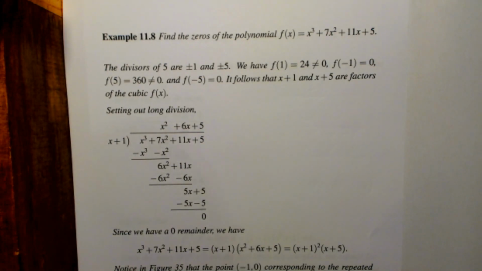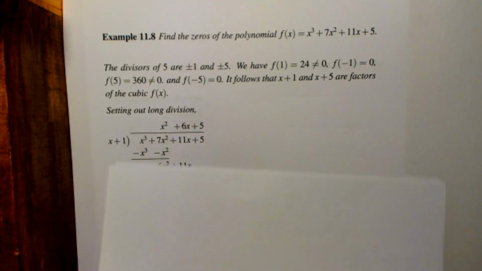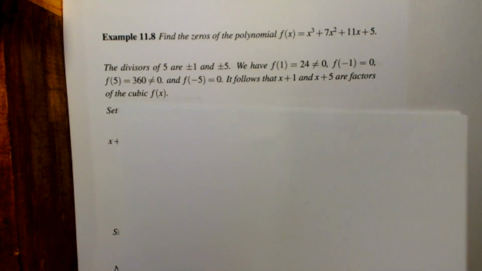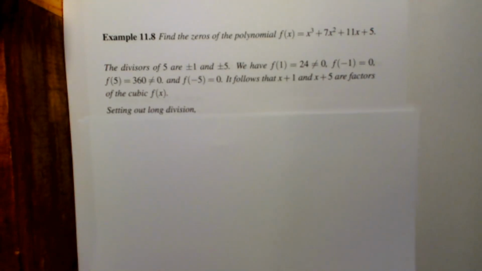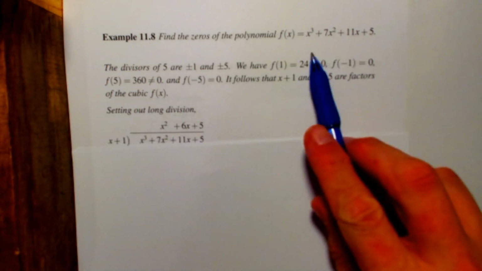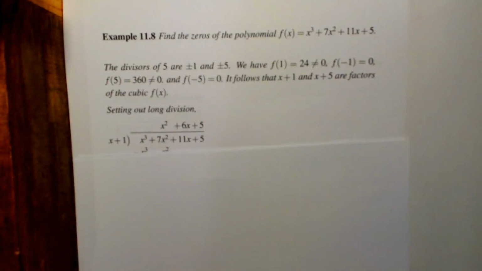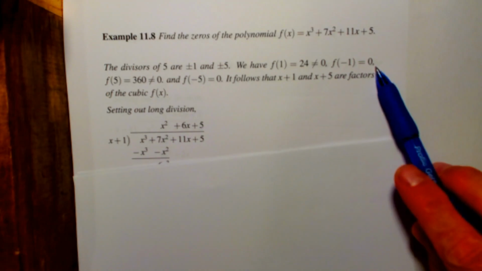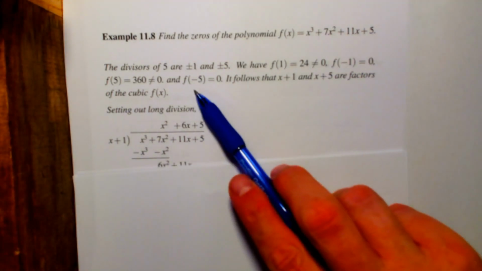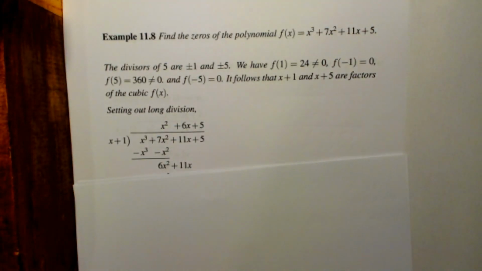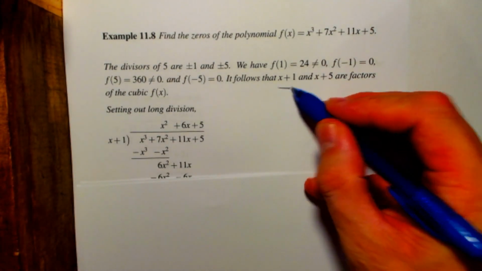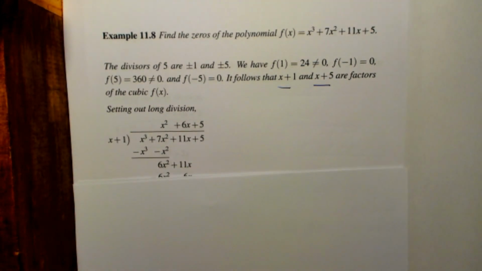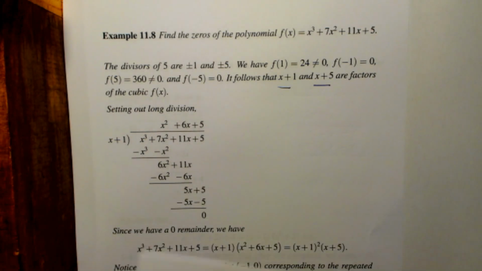To example 11.8. Find the zeros of the polynomial x cubed plus 7x squared plus 11x plus 5. So the divisors of 5 are plus or minus 1 and plus or minus 5. So choosing divisors would be a good choice here of the last one. F of 1 is 24, that's non-zero. F of minus 1 is 0, so that's good. F of minus 5 is 0. So what we've learned then is that x plus 1 and x plus 5 are factors of that cubic.